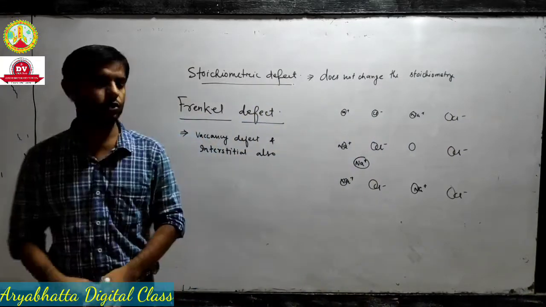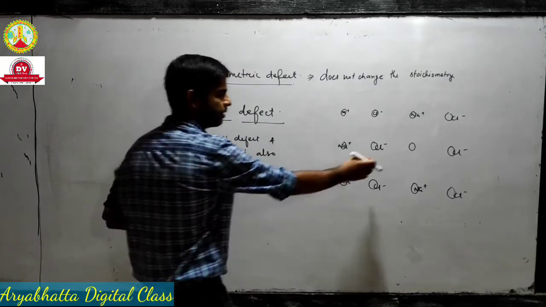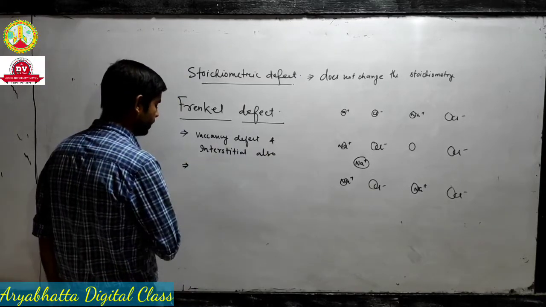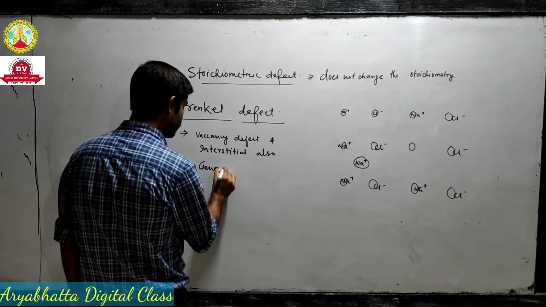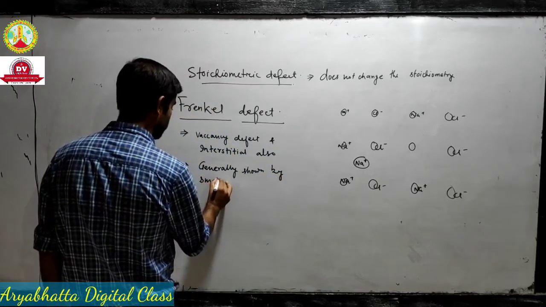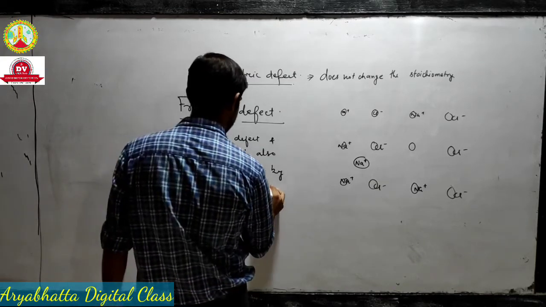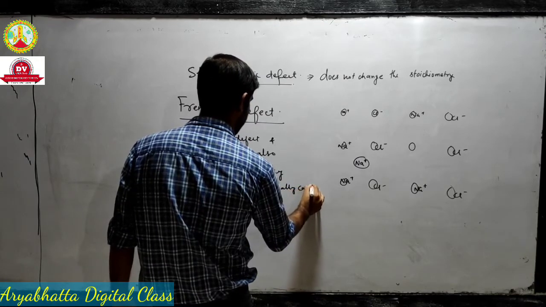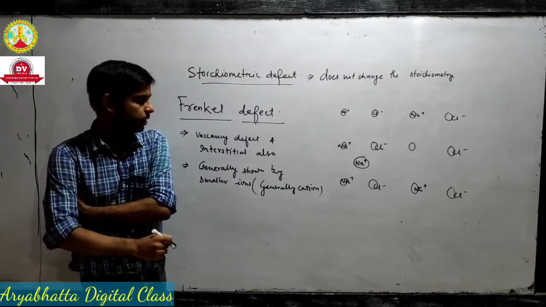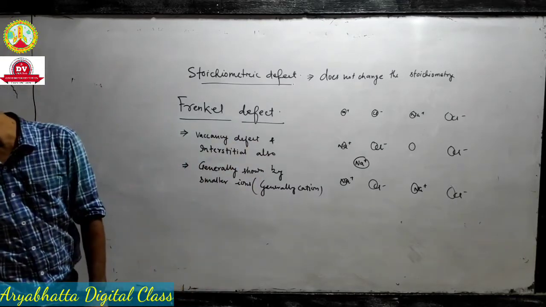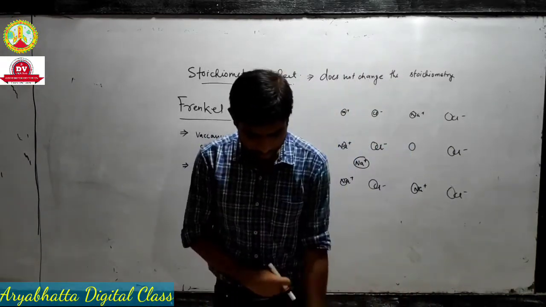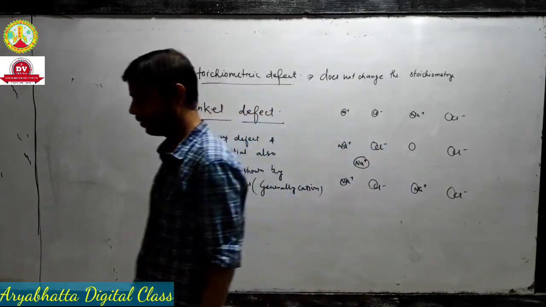This is sometimes also known as delocalization defect. Why? Because the ion has been delocalized from here to here, so it is also referred to as delocalization defect. Second thing is, it is generally shown by smaller ions, generally cations. Those cations which are smaller in size generally show this defect. Examples are zinc 2 positive ion or silver positive ion, which in their ionic solids show these kinds of defects.